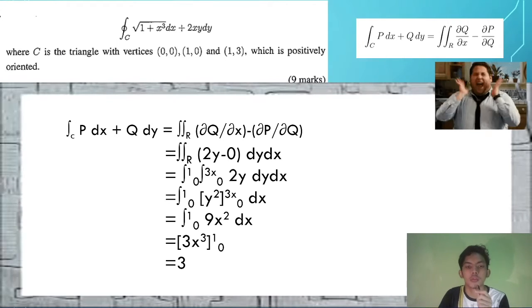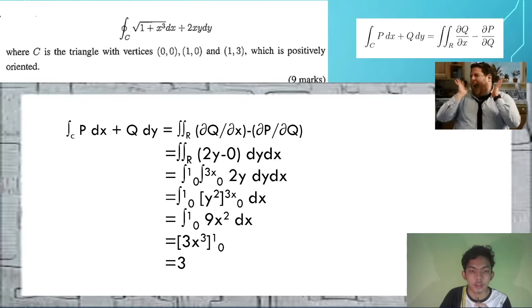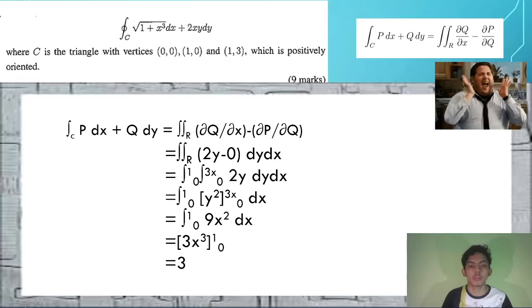So next what we need to do is we substitute it like the formula. So we will get the limit part for the y is 0 until 3x, where the x part is 0 until 1. So when we integrate the y part, we will get 2y squared over 2. So we simplify it and we will get y squared.